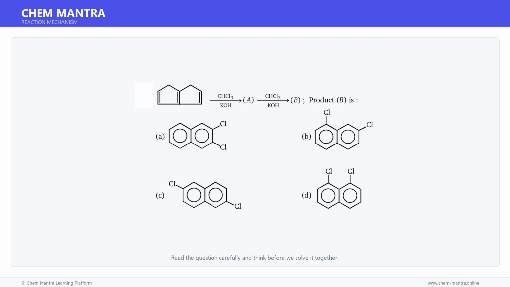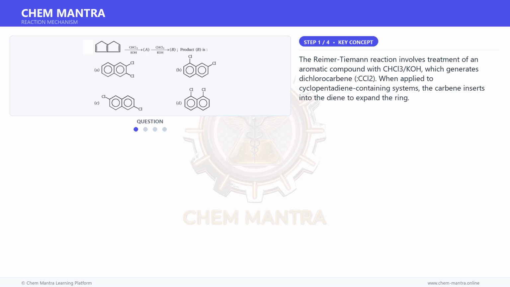Here is a question. Read it carefully and think about the answer. Let us solve it step by step. Let us first understand the key concept here. The Reimer-Tiemann reaction involves treatment of an aromatic compound with CHCl3/KOH, which generates dichlorocarbene, CCl2. When applied to cyclopentadiene-containing systems, the carbene inserts into the diene to expand the ring.